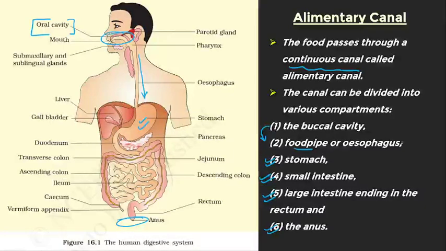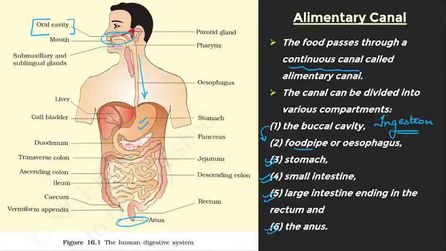The very first process, which is ingestion, occurs in the buccal cavity. Ingestion is actually intake of food. You must have taken your lunch or dinner, whatsoever time you're watching this video today. So when you have taken in that food, that process was called ingestion, and that process occurred through the mouth, which allowed the food to come into your buccal cavity or your oral cavity.